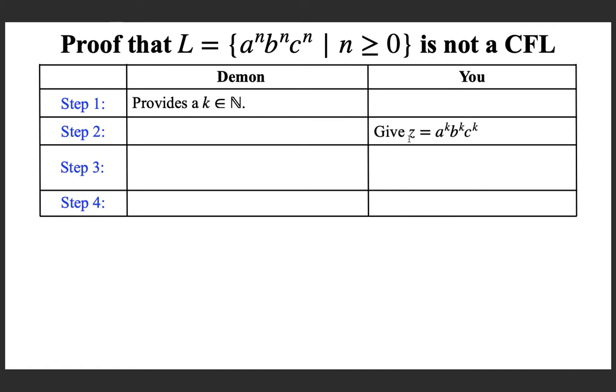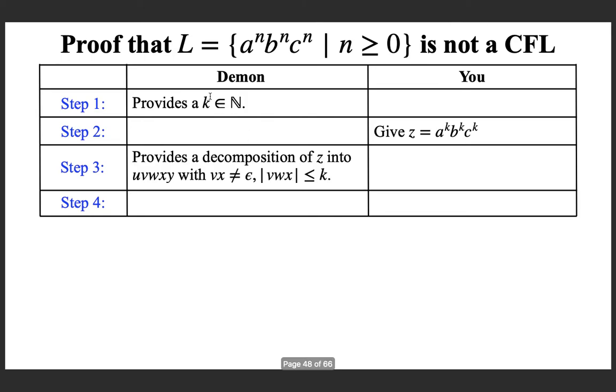And now you can give a string z whose length is greater than k. Suppose you give this string, which is in the language, and the length is 3k, so greater than or equal to k. And then the demon should give you a decomposition satisfying these two conditions. Suppose the demon is giving you a decomposition, you can expect it to satisfy these two conditions. Don't assume anything else.